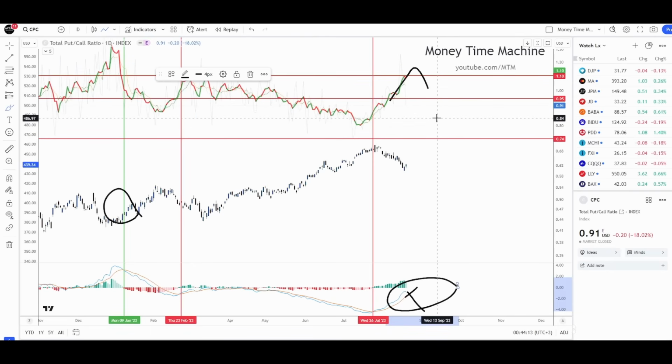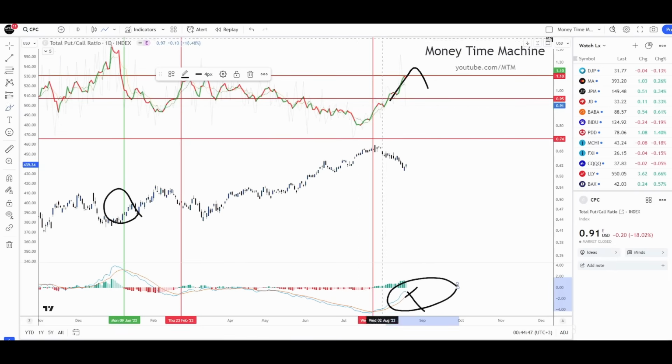This is my own variation of this indicator. You will not find this indicator anywhere else. You will find the PC and the CPC, but without any of these key levels, without any of this analysis on the crosses, you will not see any of this. All of this is my own variation of the indicator. That's why I trademarked it as Money Time Machine CPC and PC. Both of them are available to all members of the Money Time Machine trading community.